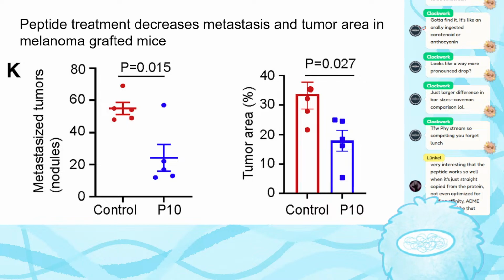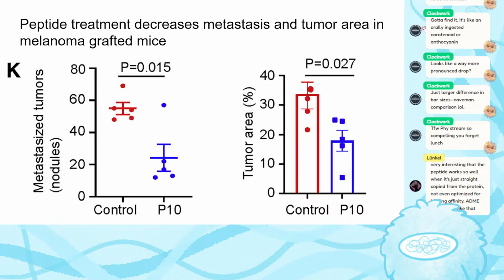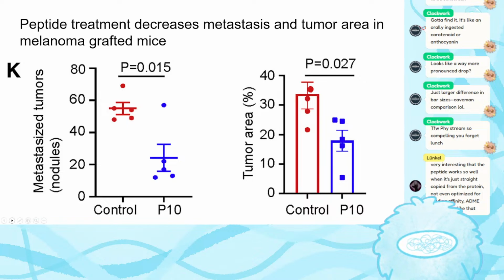Very interesting in that the peptide works so well when it's just straight copied from the protein, not even optimized for binding affinity or anything like that. Yeah, maybe with optimization it works even better, right? You've only got 10 amino acids to play with, so maybe you could really make this a great disruptor of that interaction. Who knows?